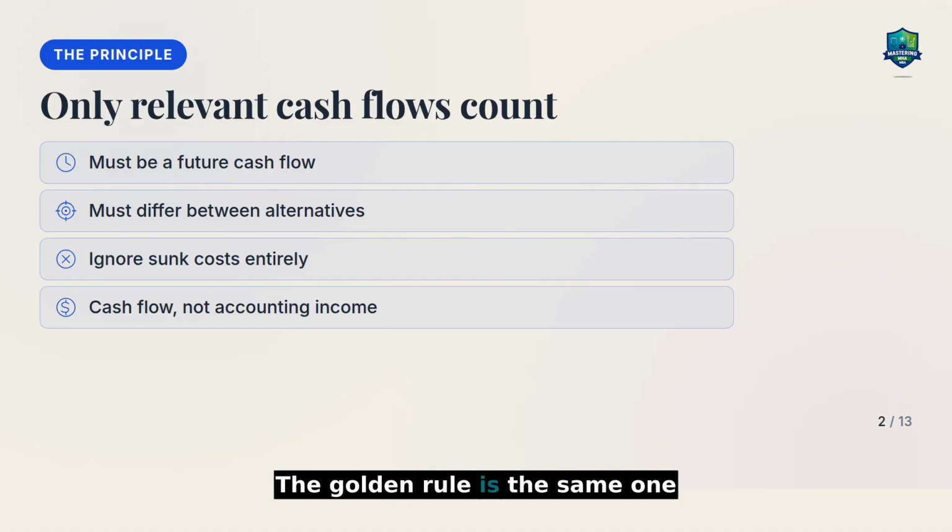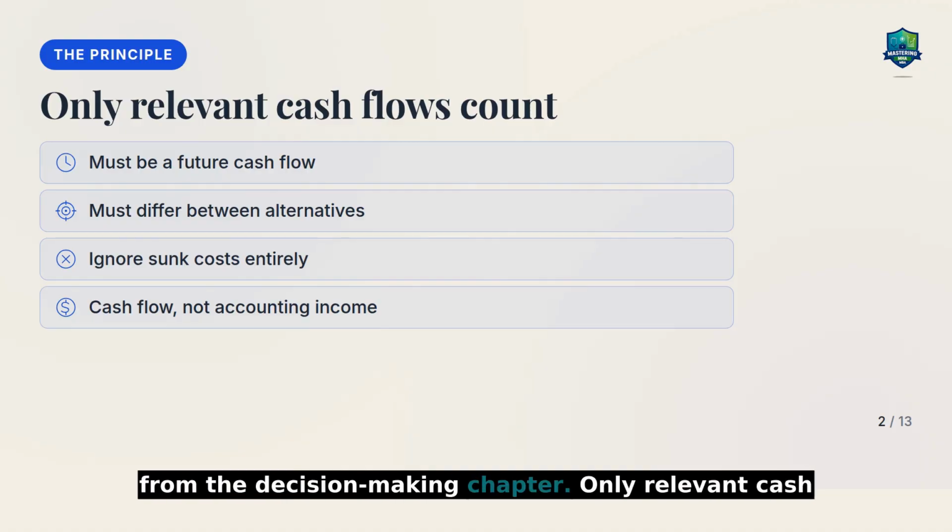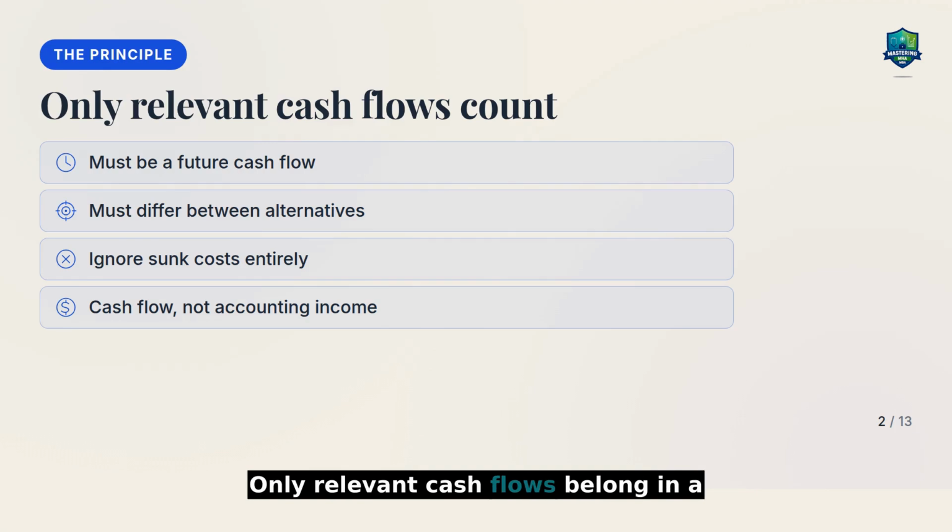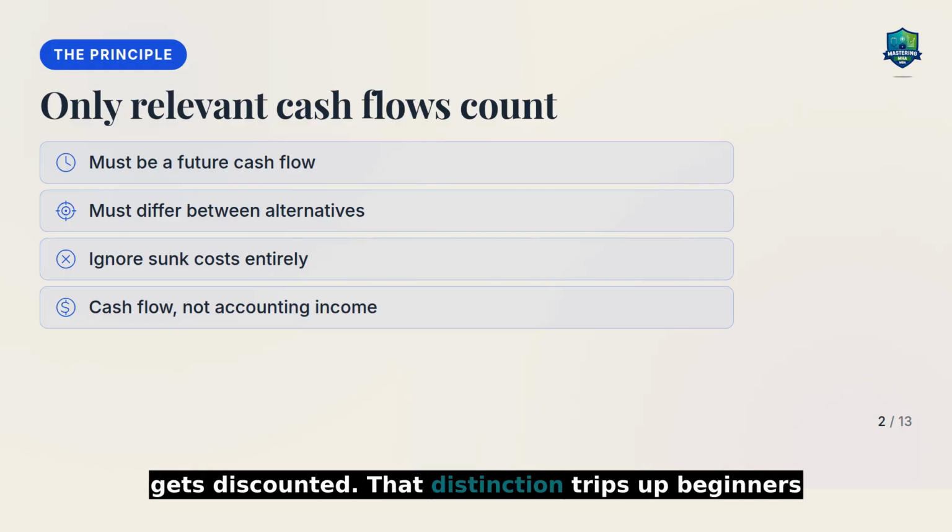The golden rule is the same one from the decision-making chapter. Only relevant cash flows belong in a capital budgeting model. To be relevant, a cash flow has to be in the future, and it has to differ depending on which choice you make. Money already spent, a sunk cost, is never relevant, no matter how painful it was. And we work in cash flows, not accounting income, because cash is what gets discounted. That distinction trips up beginners constantly.